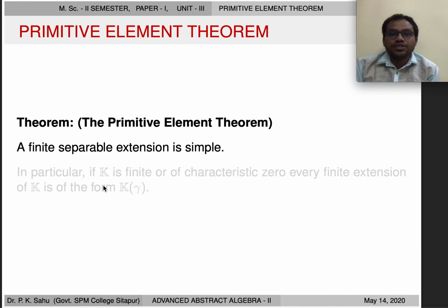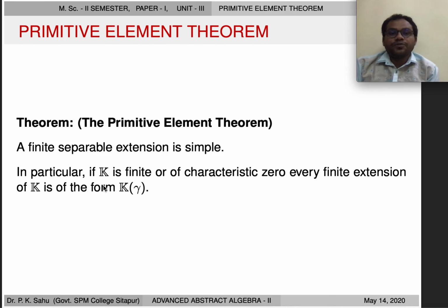Now let's discuss the topic of this lecture, primitive element theorem. This theorem says that a finite separable extension is simple. Means in particular, if K is a finite field or is of characteristic 0, every finite extension of field K is of the form K adjoined gamma.